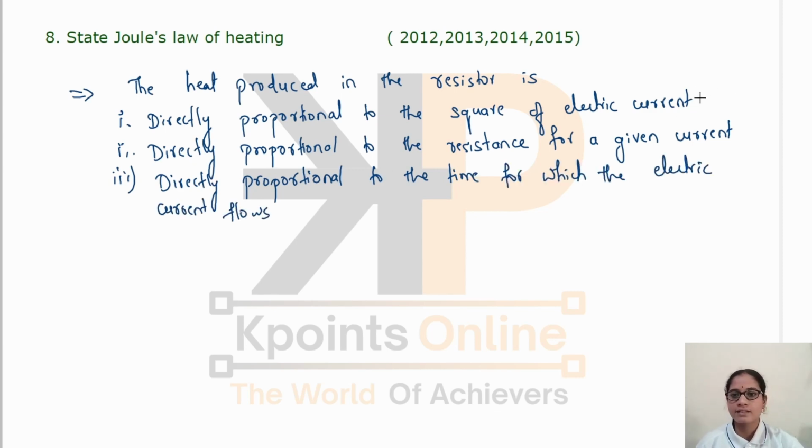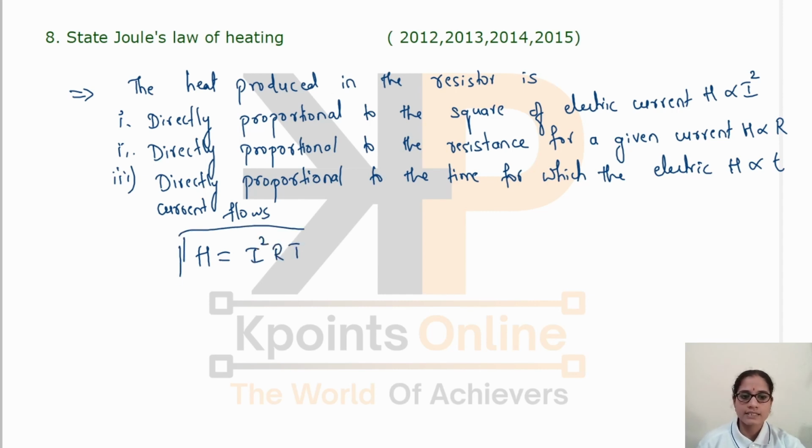So this implies H is directly proportional to I square. H is directly proportional to R, that is resistance. More the resistance offered, more will be the heat produced. And heat is also directly proportional to the time for which current flows. Now, the mathematical form of this Joule's law of heating is given by H is equal to I square RT. This is the mathematical form of Joule's law of heating.